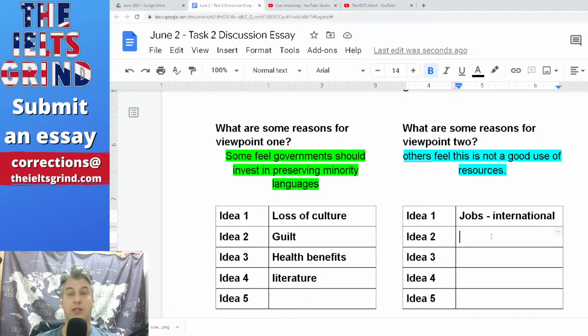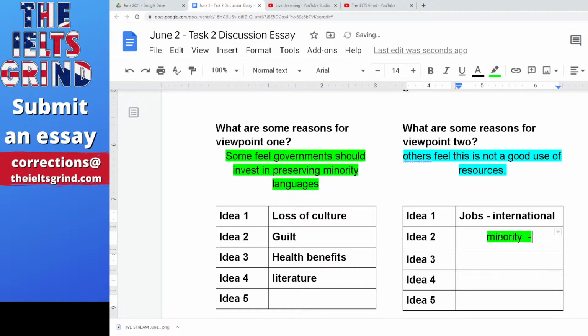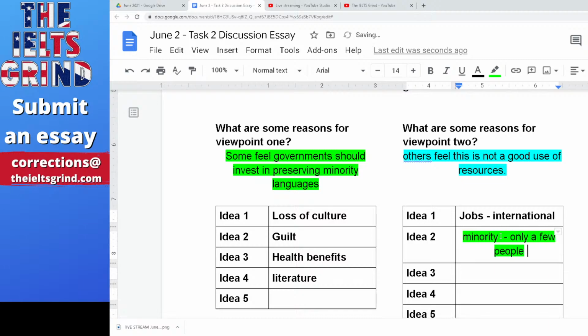What else could we talk about in terms of why people think it's not a good resource? Well, we are talking about a minority. So maybe the argument is only a few people use it. The money doesn't benefit everyone, so they would rather the money spent on something that benefits everyone. That could be an argument for it. What else could we say?